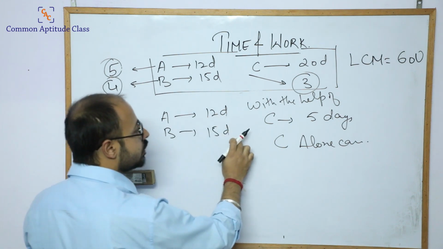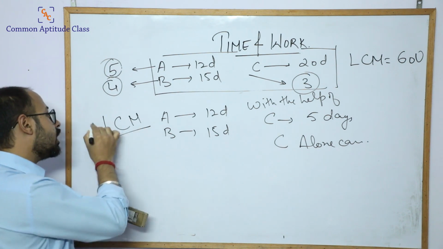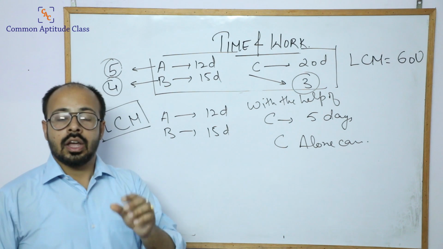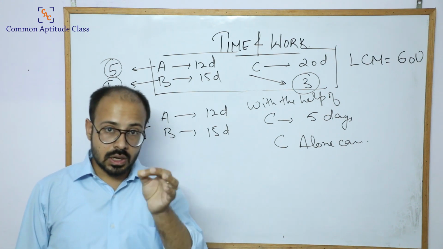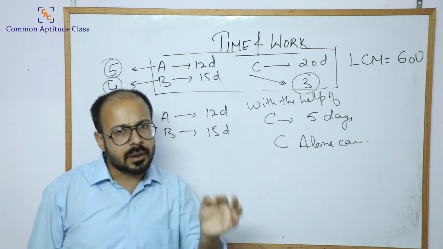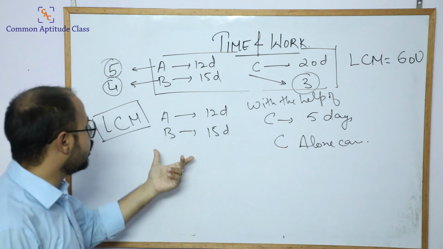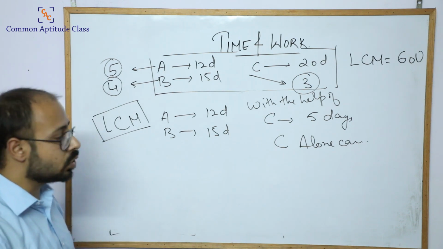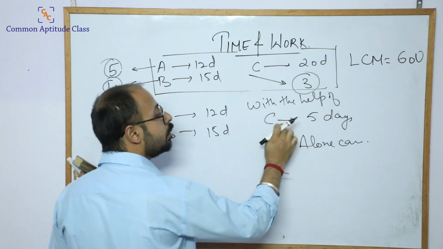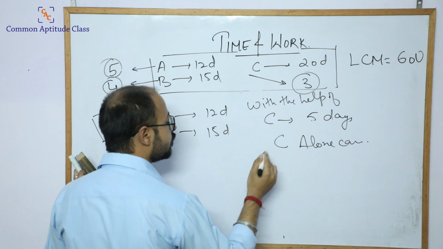First, take the LCM of these three. Why these three now? Why and where to take the LCM? Simple condition: whenever a person started the work from day 1 and completes the work, not even a person, even the pairs. If the A and B pair started the work and completes the whole work, then we can go this way by taking the LCM. So take the LCM of 12, 15 and 5. Why? With the help of C, they completed the work in 5 days. So take the LCM, 60.